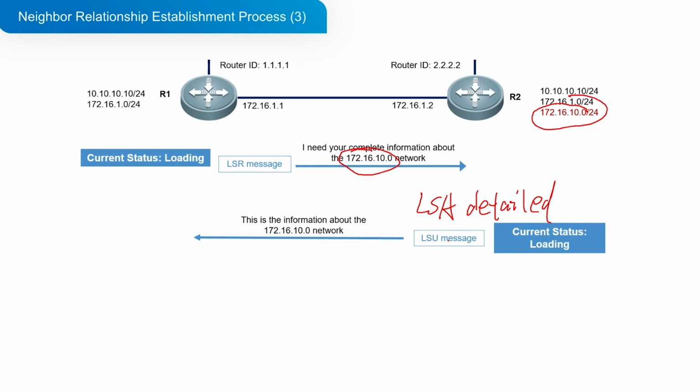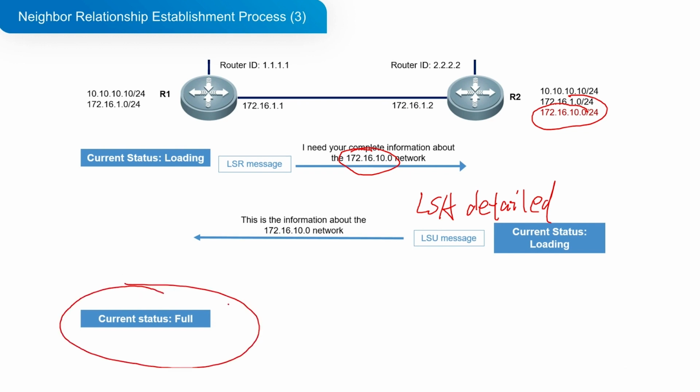And the LSU message will include the 172.16.10.0 network. And when R1 receives this packet, the state will become Full, because R1 has the whole segment, the whole information about this network. Okay.